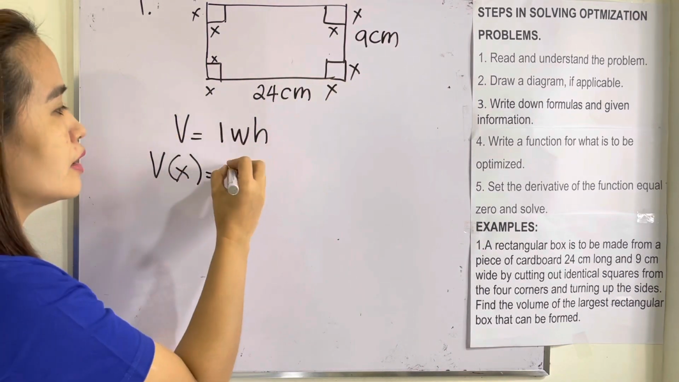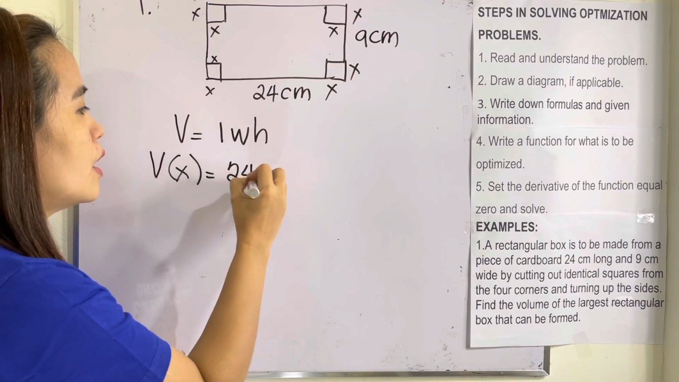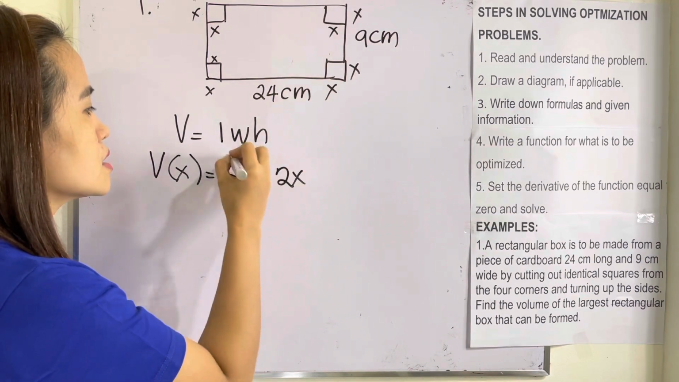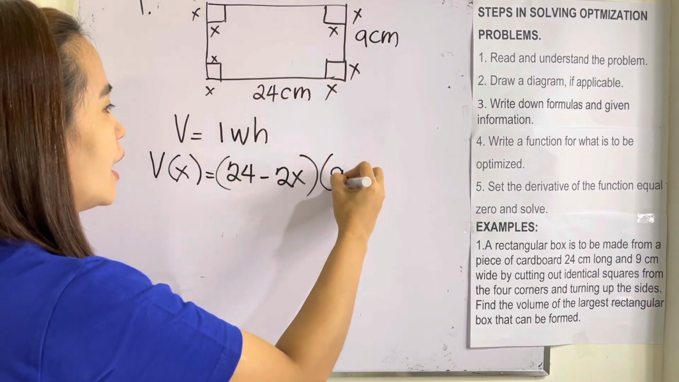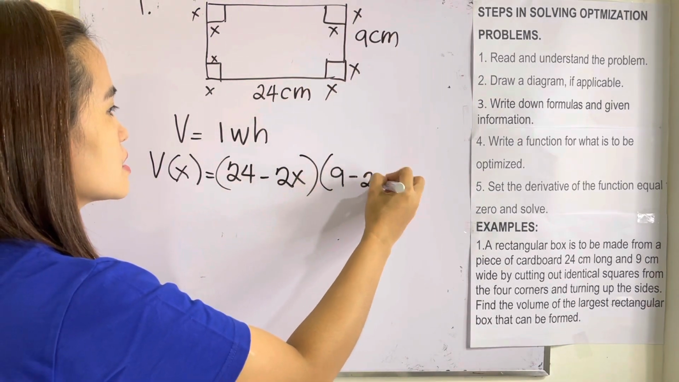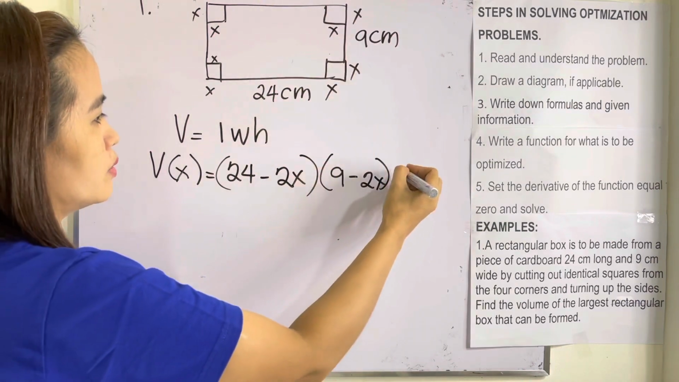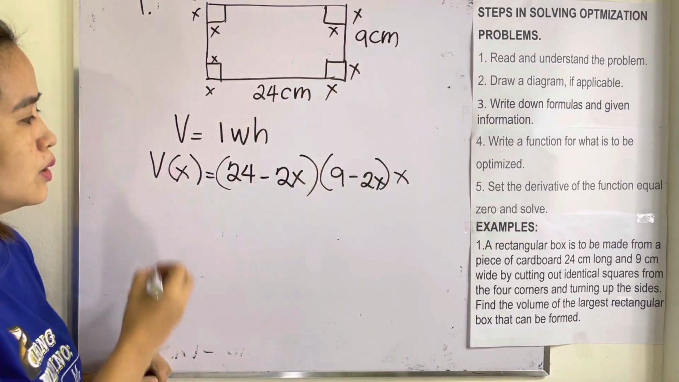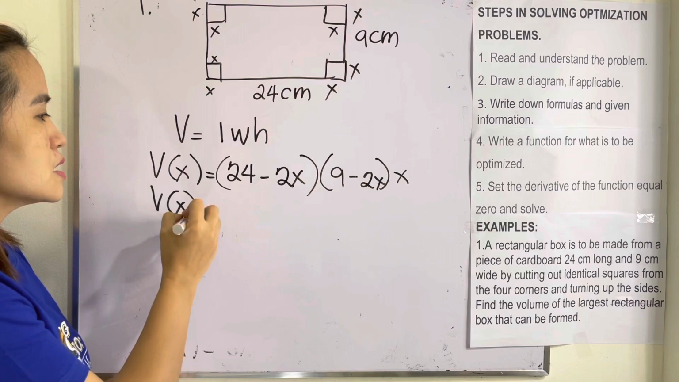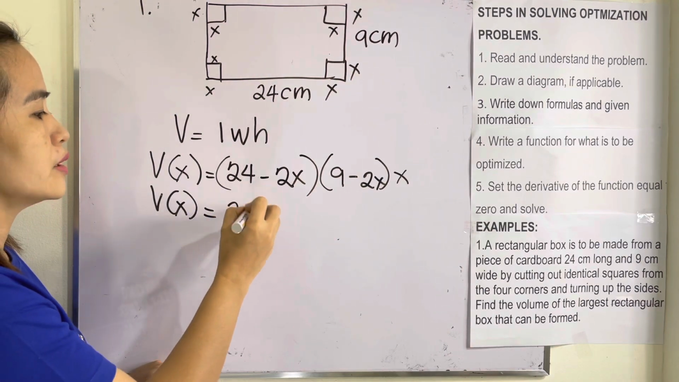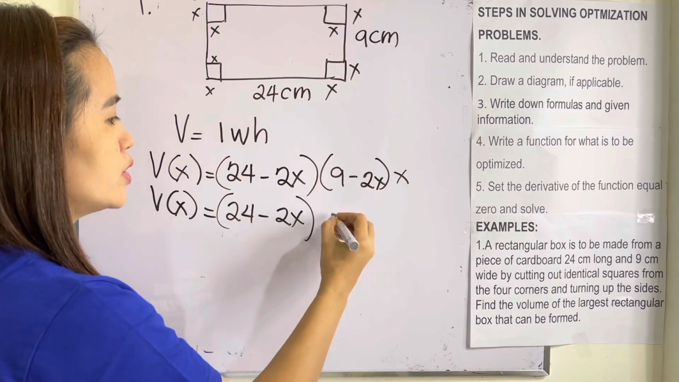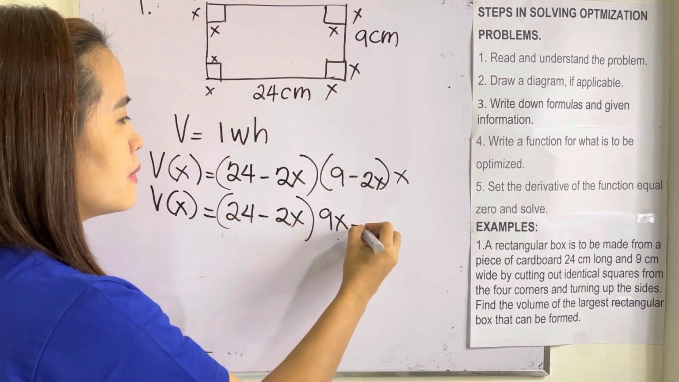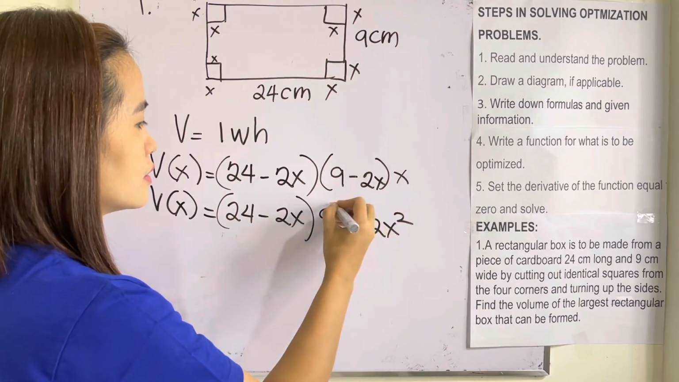So the length here will be 24 minus 2X. The width here will be 9 minus 2X. And the height, of course, will be X. So V of X is equal now to, let us multiply the 3. So I will be multiplying this 2 first. This is 9x minus 2x squared.